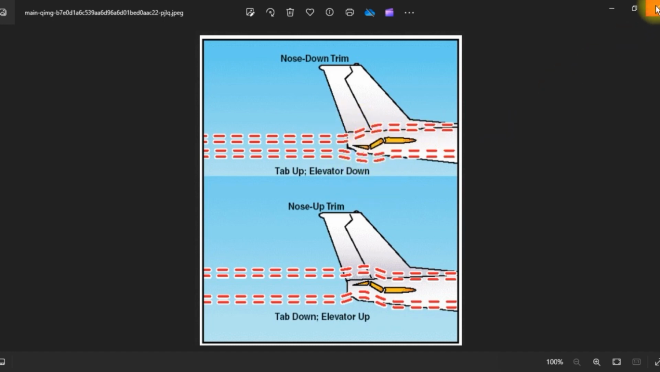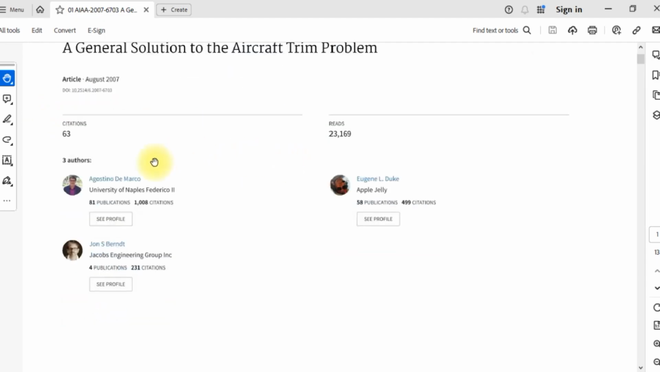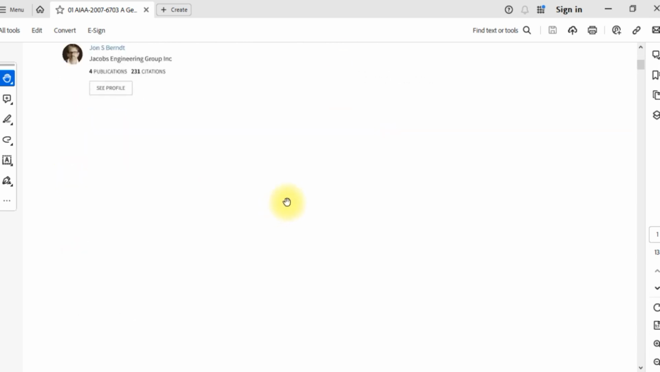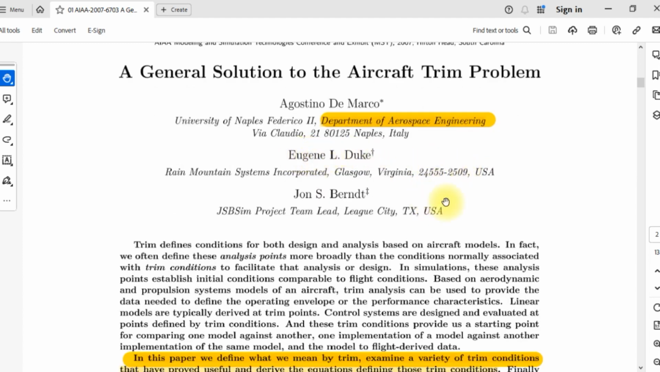So let's go back to the document now. A General Solution to the Aircraft Trim Problem. These three authors: Agostino De Marco, University of Naples Federico II, Department of Aerospace Engineering, and two Americans. Let's look at them closely.